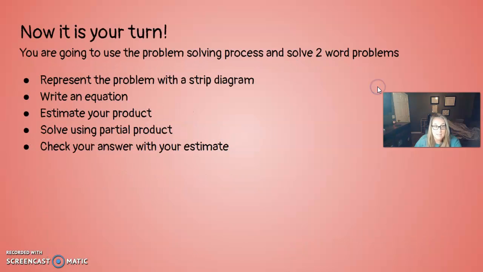Now it is going to be your turn. You are going to solve 2 word problems, and you're going to do the same exact thing we just did. You're going to represent the problem with the strip diagram, you're going to write an equation, you're going to estimate your product, you're going to solve using partial product, and then you're going to check your answer with your estimate to make sure it was reasonable.